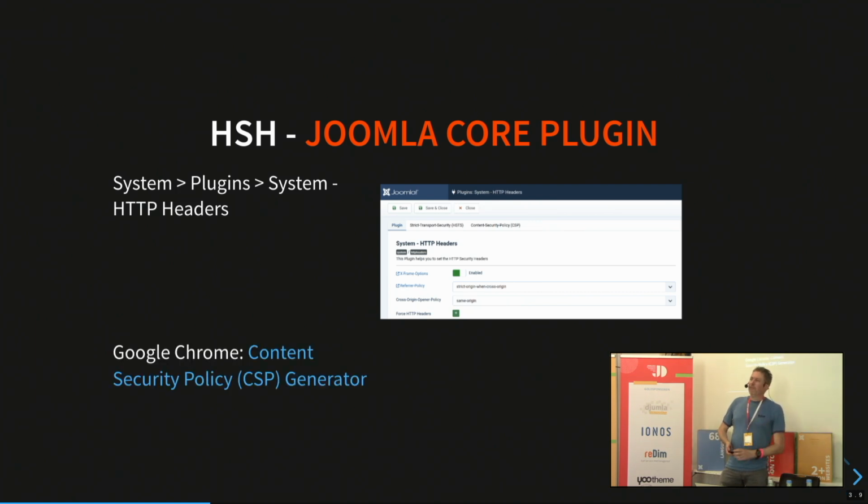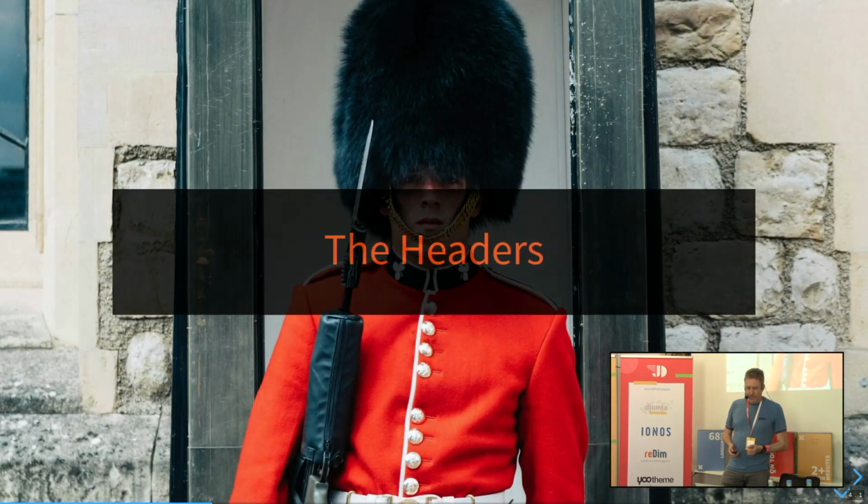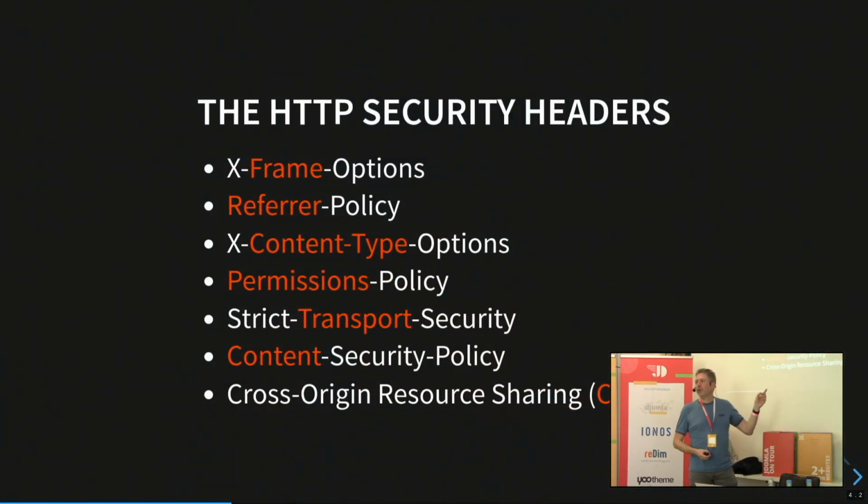There is a plugin for Google Chrome called the Content Security Policy Generator, which might help you a bit. I found it a bit difficult, so I did it by myself. It takes a lot of time, but with Google Chrome and Inspect, you can solve everything. So the headers. These are the headers that are communicated using the HTTP security headers. I will talk about all of those in short.